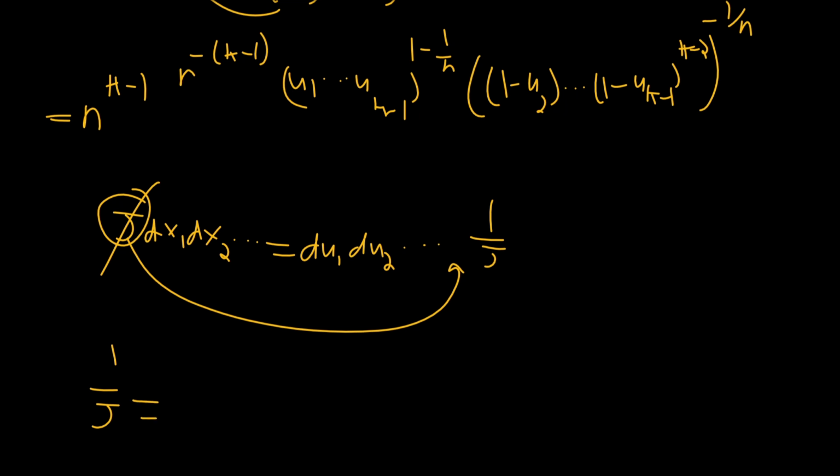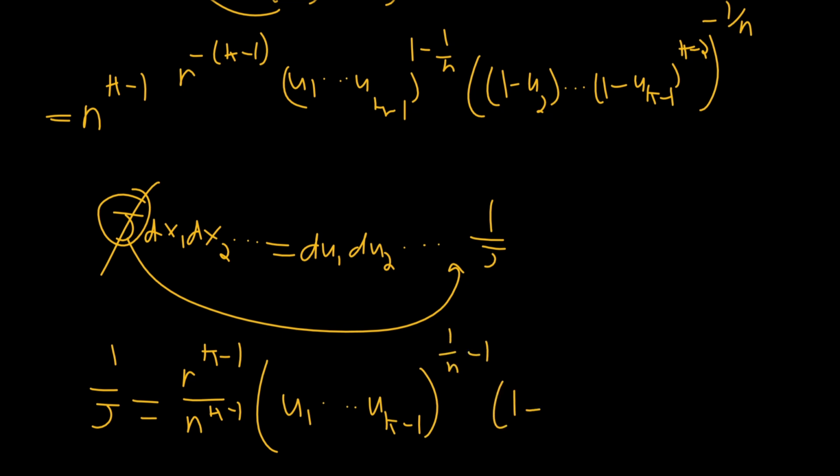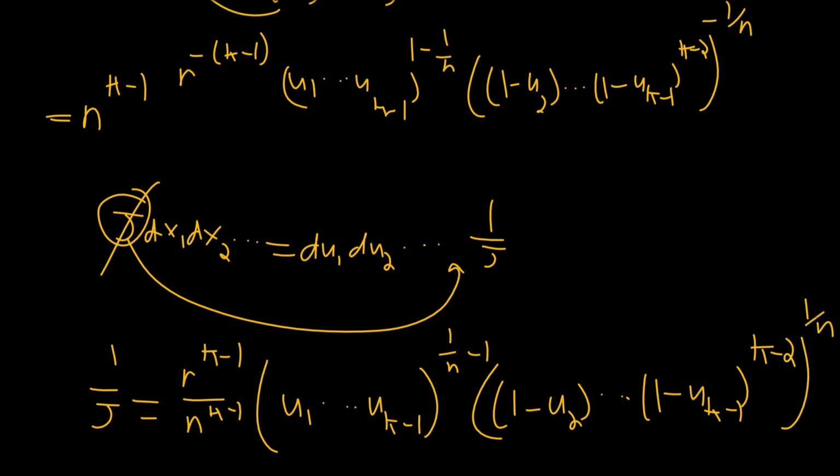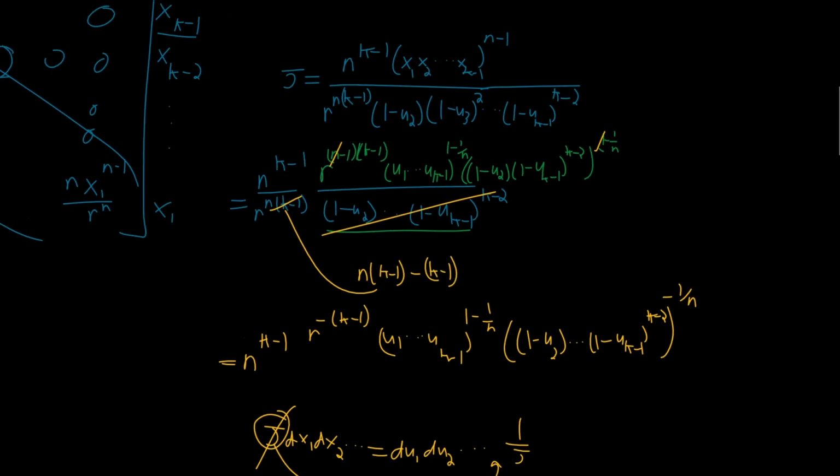1 over J is equal to r to the k minus 1 over n to the k minus 1, and then times u1 dot dot dot uk minus 1, 1 over n minus 1, and then times 1 minus u2 dot dot dot 1 minus uk minus 1 to the k minus 2, all to the 1 over n. So this right here is 1 over our Jacobian technically, but this is actually what we're going to be using when we evaluate this integral. Speaking of, I think it's about time we do that.